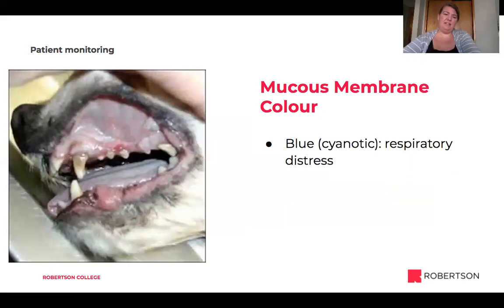And then this is an example of cyanotic mucous membranes. So this animal has, you can see the gums and the tongue all kind of have a blue tinge to them. Anytime we see that blue, it means the animal doesn't have enough oxygen and that they are in respiratory distress or deceased.